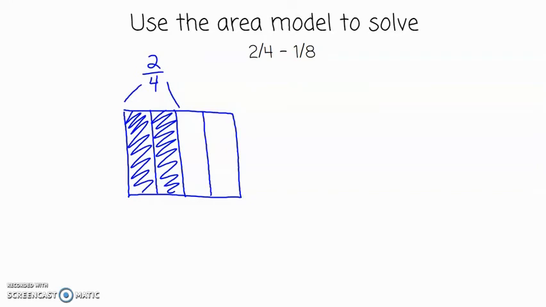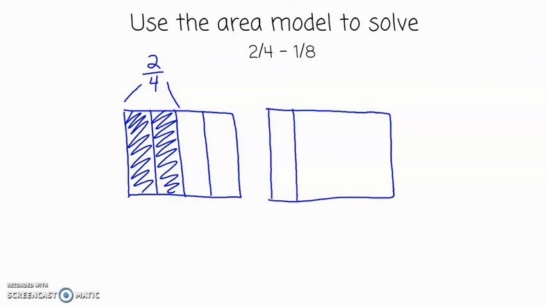Next, I will draw another square and split it into 8 equal groups, or eighths. I will then shade in one of the 8 parts to represent 1/8. I know that when I subtract fractions, I need to subtract equal-sized parts.